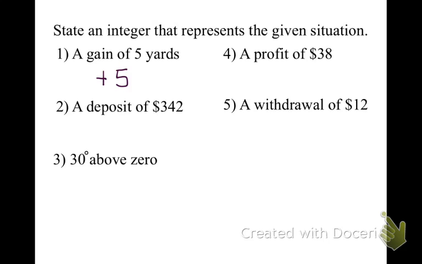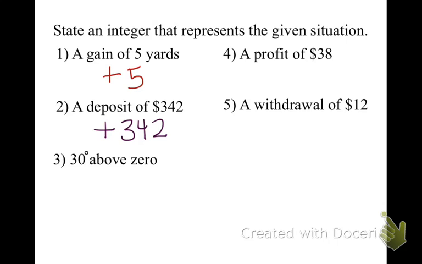Now go ahead and try to figure out number 2 and number 3. What type of integer is going to represent the statement that's being given? So go and take a look at number 2. I'm making a deposit. Deposit means I'm putting money in. How much money am I putting in? $342. So we're putting money into our account. If we're putting money into our account, that means it's going to be an increase or a positive of how much? 342.